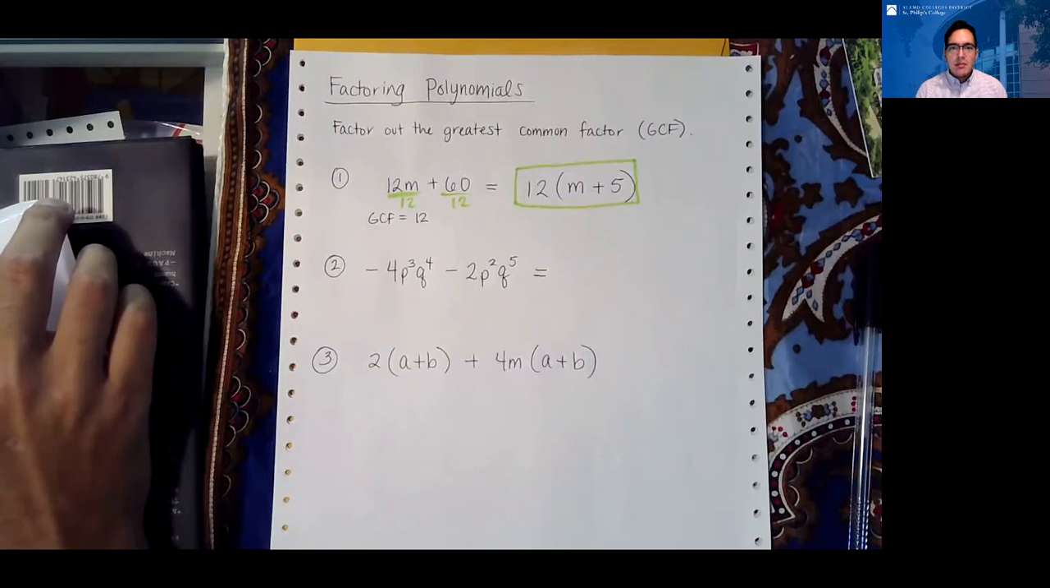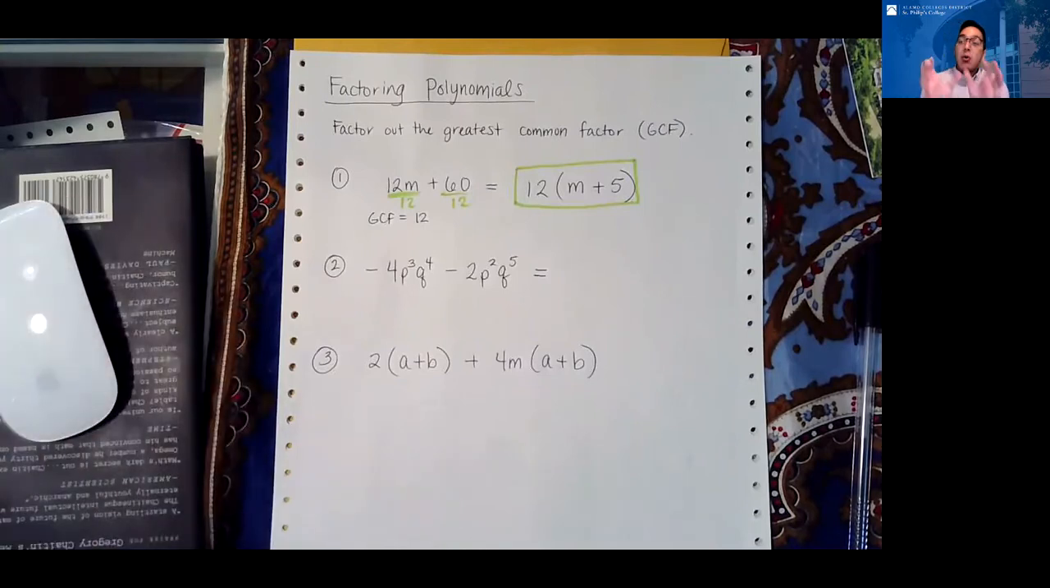How do we do the third one? Like the second part of it, the 4m parentheses a plus b? Well, can you tell me what the common factor is between the two terms? 2. Is there another common factor? Oh, 2a plus b. Yeah. So we can factor that whole thing out, the 2 and the polynomial factor a plus b. Okay. Yeah.